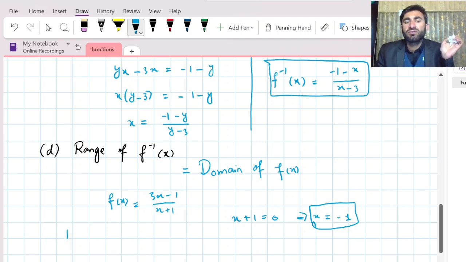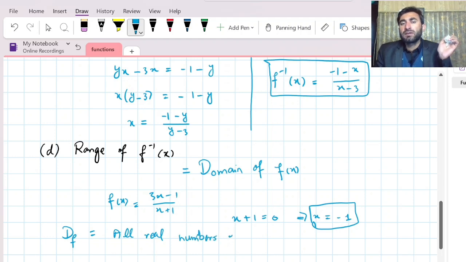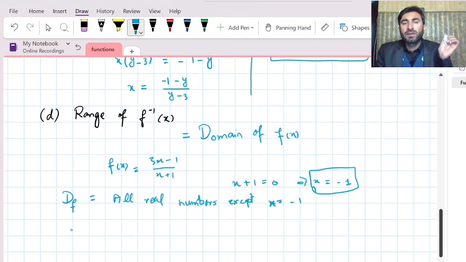So the domain of the function will be Df equals all real numbers except x equal to minus 1. So that is the domain of the function, and that is actually the range of the function f inverse as well, equals all real numbers but x equal to minus 1.